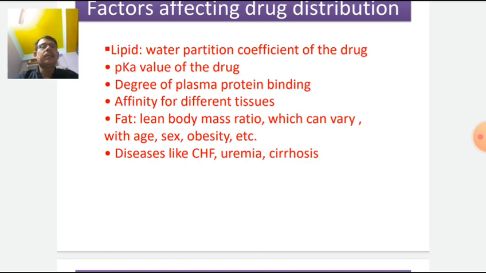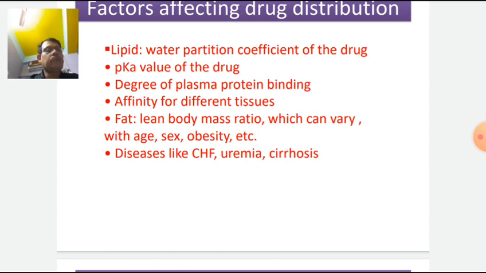The affinity of the drug in different tissues: different tissues have different drug affinity, so some drugs are deposited in some tissues more than others. And fat, like large body mass ratio, that means body weight, can affect the drug distribution, and this can vary with age, sex and obesity.